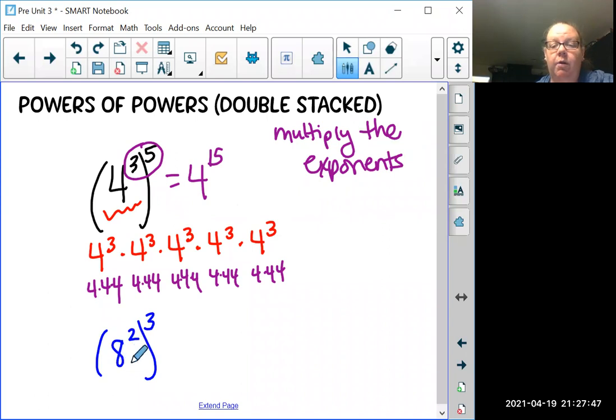So over here, we have our base, which is 8. We don't mess with the base. We just multiply these two. 2 times 3 is 6, so it's 8 to the 6th.